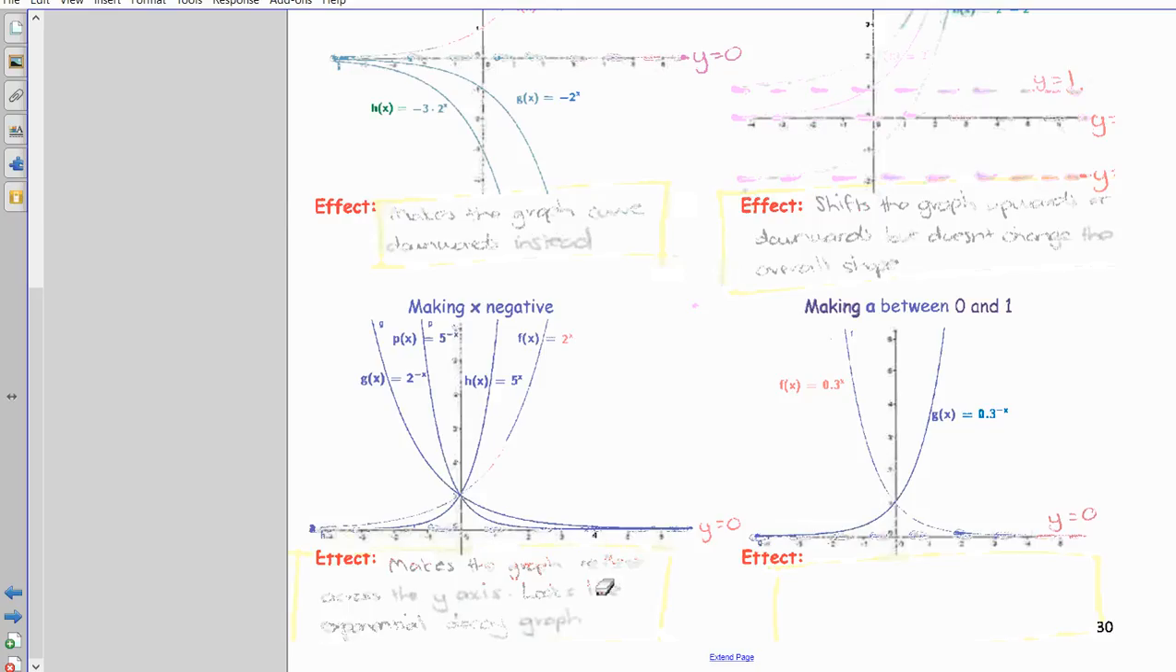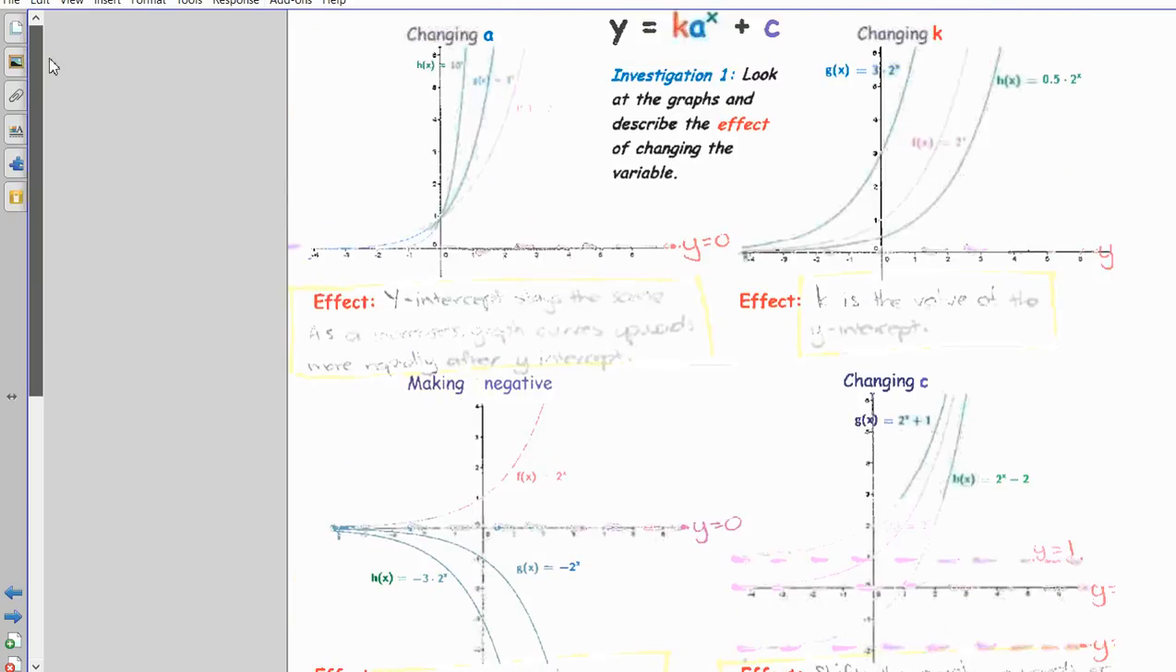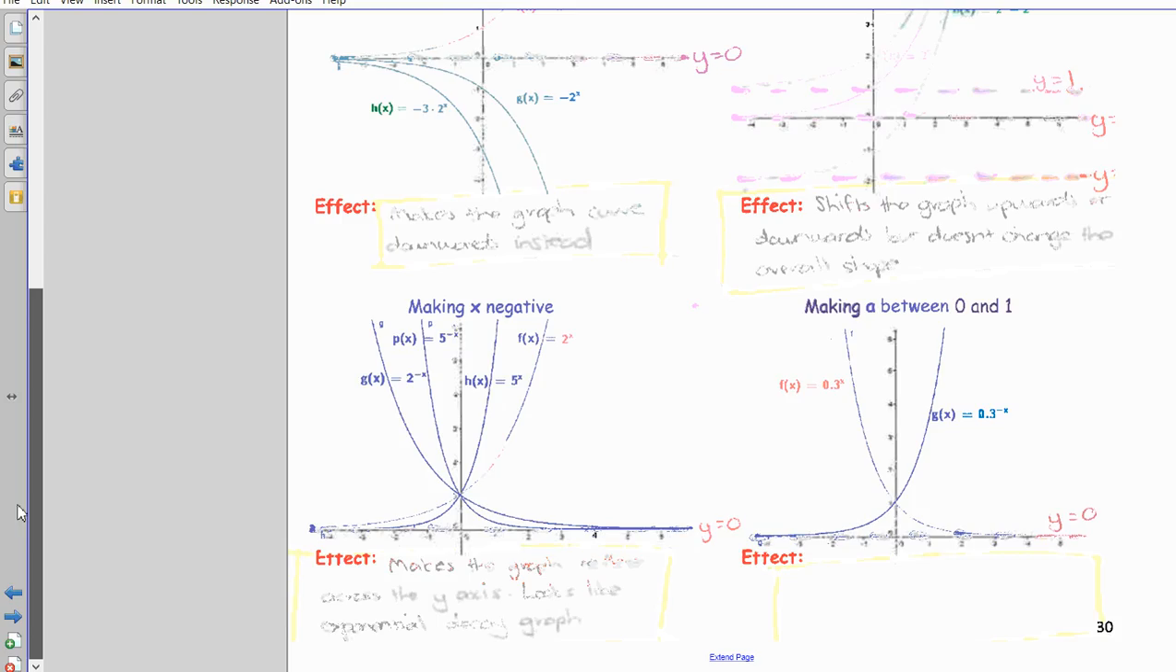What's the effect of making a between 0 and 1? In all of these ones, a was 2, see? So a is that number. What if it's a number between 0 and 1, like 0.2 or 0.35? For example, if it's 0.3 to the power of x, that also turns it into decay. So if a is between 0 and 1, it's a decay.